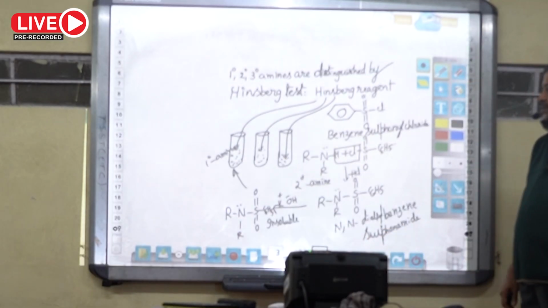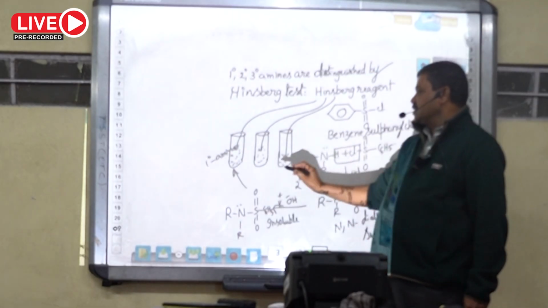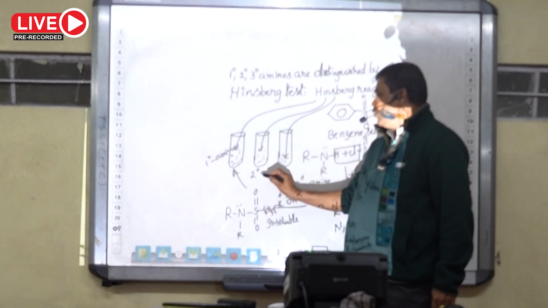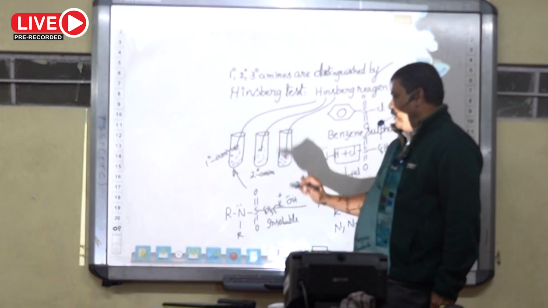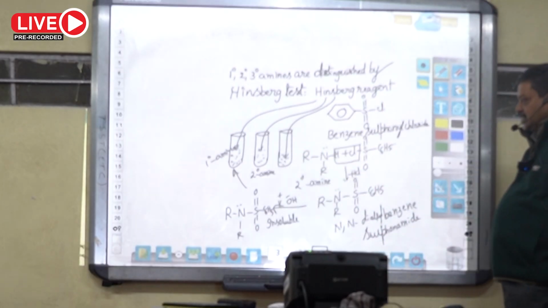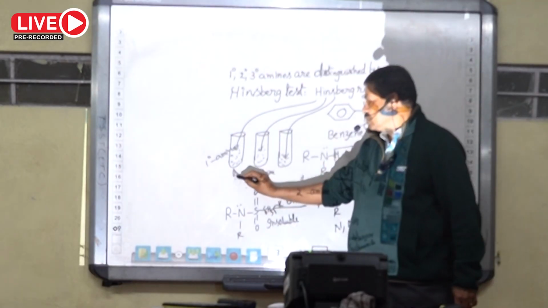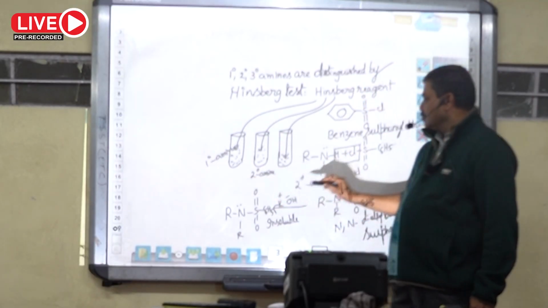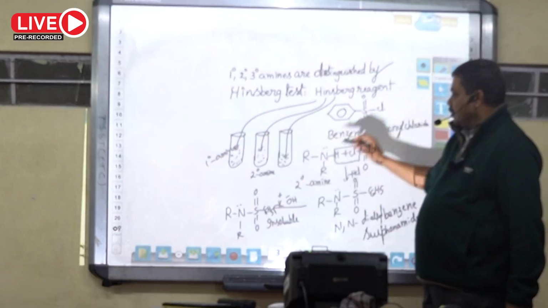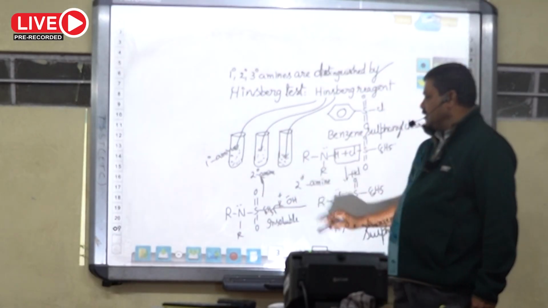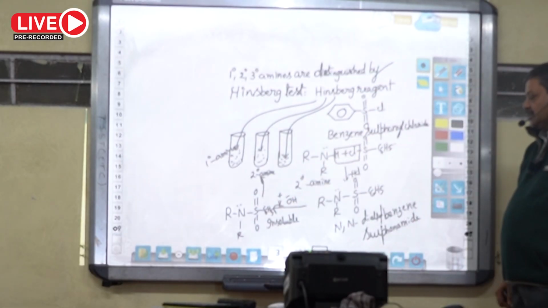So secondary amines only react with benzene sulfonyl chloride, that is Hinsberg reagent. But after that it won't react with base. Insoluble means no action.